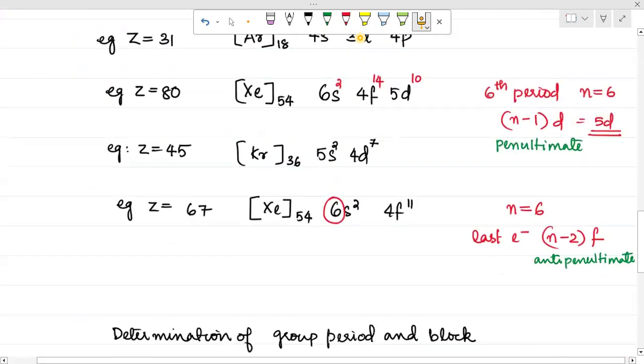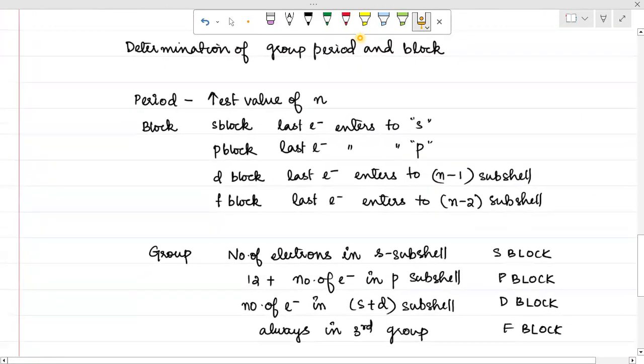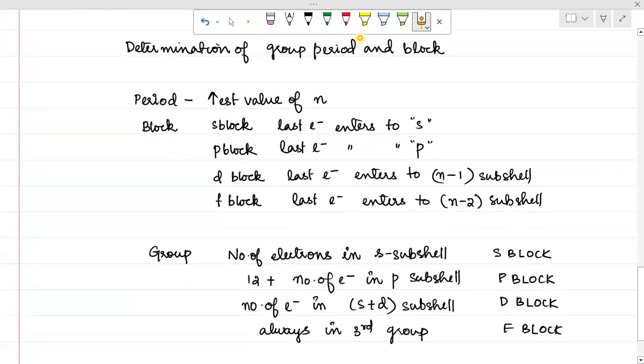So let's try and solve some problems, from whatever is there on the screen. Just go through whatever we have written and let's try them out. So, question: you write the electronic configuration and tell me which block, period, and group it belongs to. Let's say Z is equal to 37.